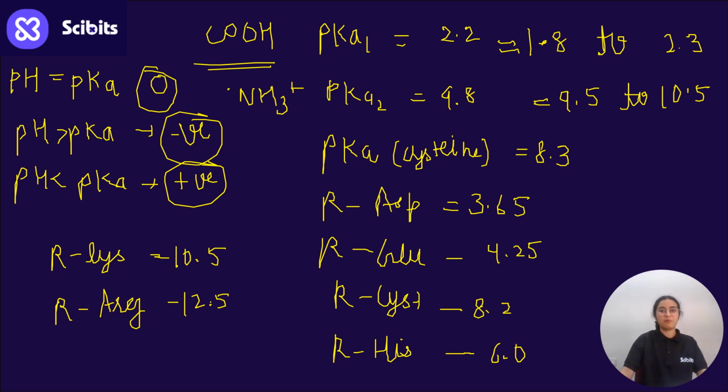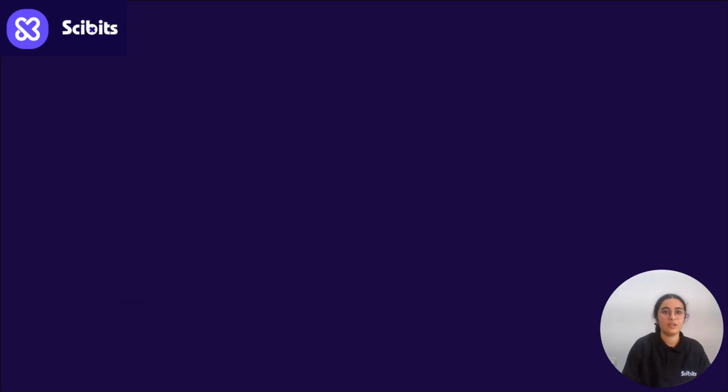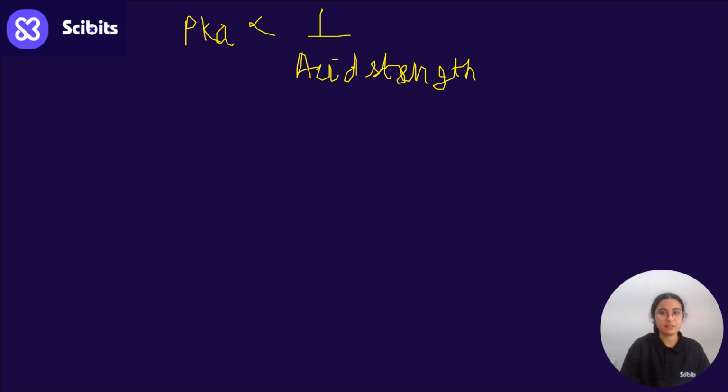Okay, so you just remember these values because this is going to help you for the amino acid charge calculation as well as for the peptide calculation. Okay, so I would like to tell you that there is a relationship between this pK value and the acidic strength. If the pK value is greater, the acidic strength will be lower, and if it is lower, then the basic strength will be higher. Okay.